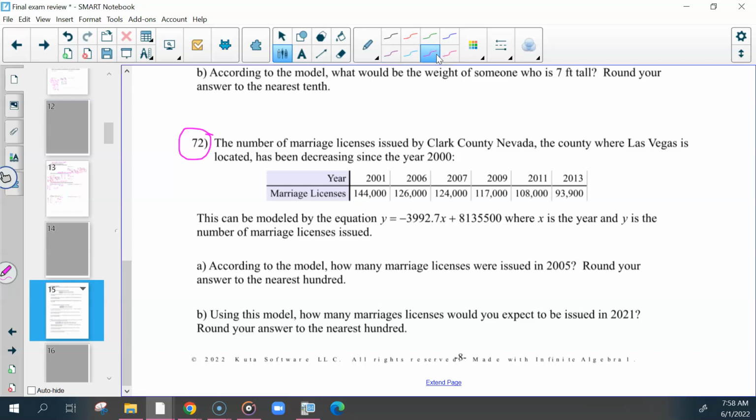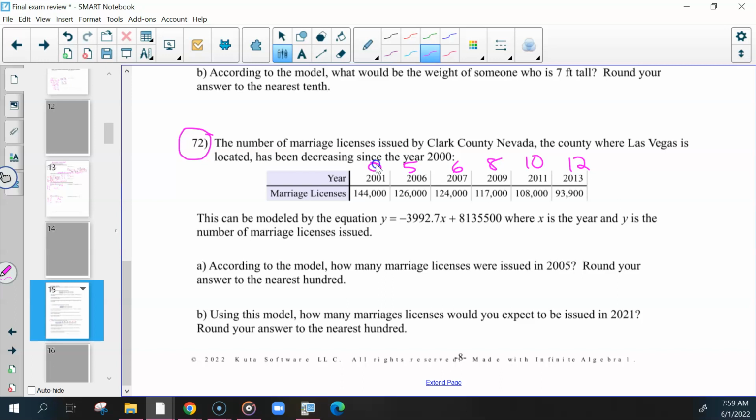First, anytime you're dealing with years, you have to change the first year to 0 no matter what. And then every year after that is how many years it has been since. So from 2001 to 2006 it's been 5. 2001 to 2007 it's been 6. 2001 to 2009 it's been 8. 2001 to 2011 has been 10, and then to 2013 has been 12. So instead of the actual years themselves, we're going to put in 0, 5, 6, 8, 10, 12.